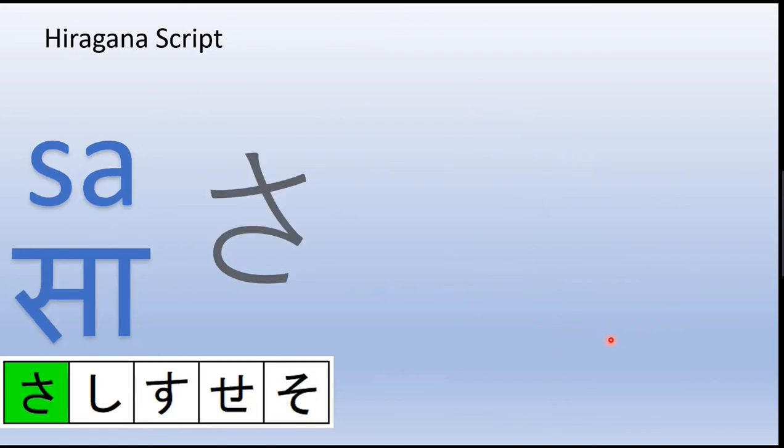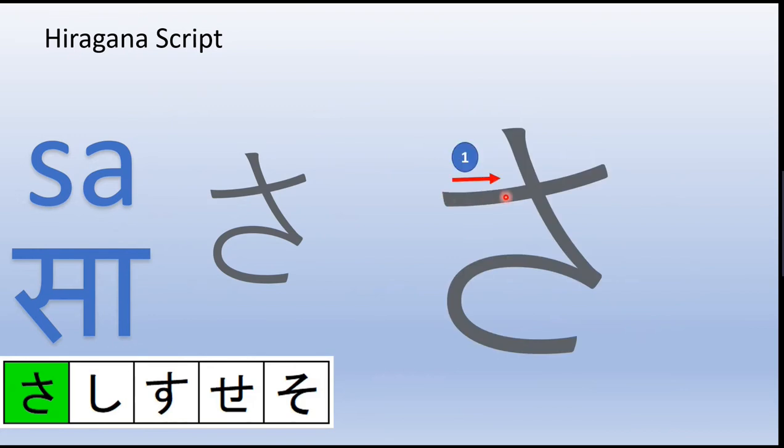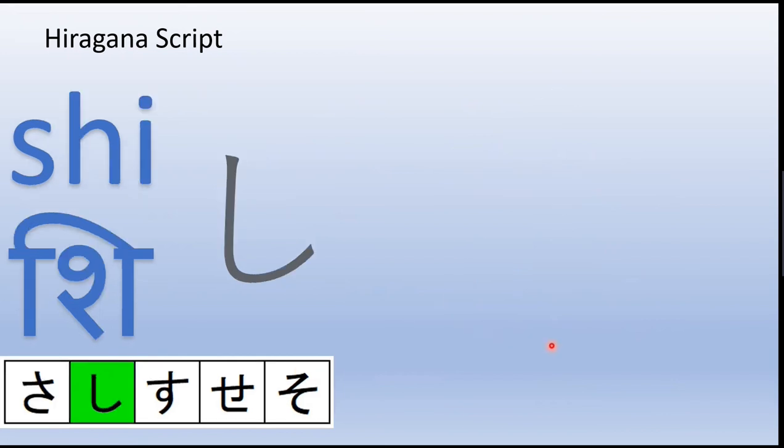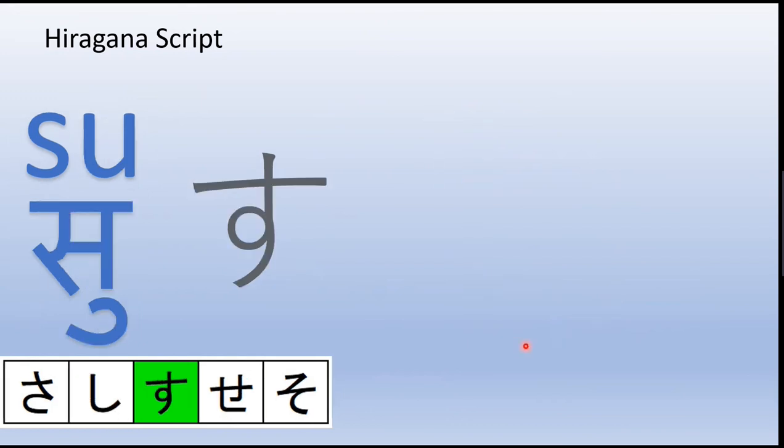Then we start with sa. Sa, first this horizontal line, and the second stroke will be like this. So in two strokes, we complete sa. The next one in this line is shi. So as we discussed last time that there is no C, there is shi in Japanese. So there is no C sound in Japanese. So shi, as you can see, just a single stroke here.